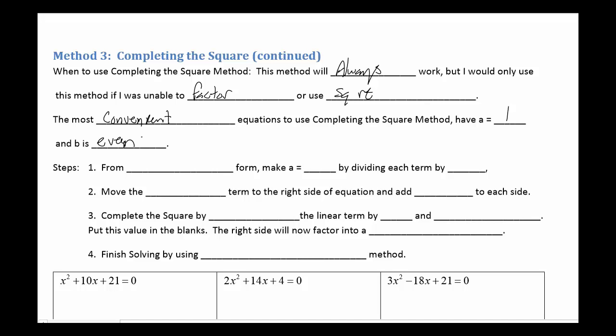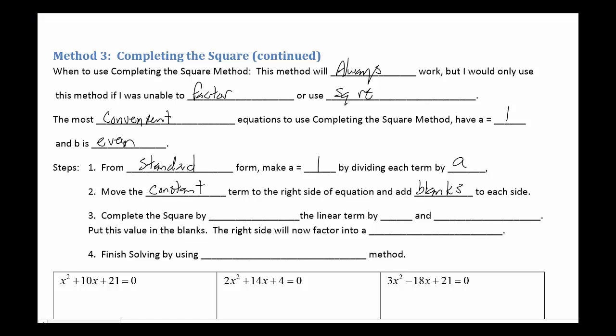Okay, so the steps for completing the square are, from standard form, we're going to make a equal to 1. If it's already 1, we're great and we don't have to do anything. But if there is something there, then we're going to divide each term by a, and that will get it to 1. Then we're going to move the constant term to the right side of the equation and add blanks to each side. Again, I'll model this so you can kind of go, what? Why are we adding blanks?